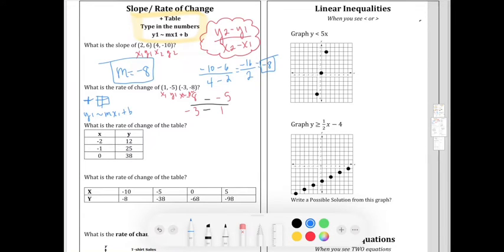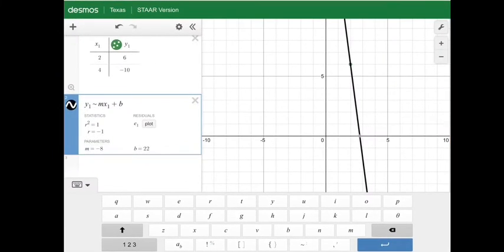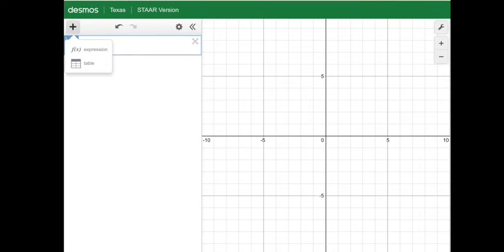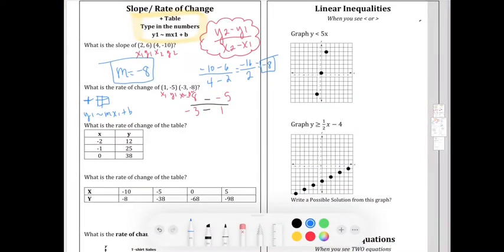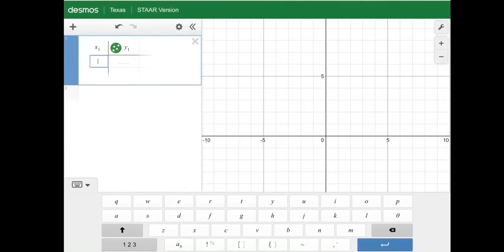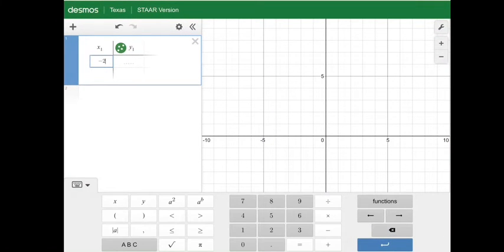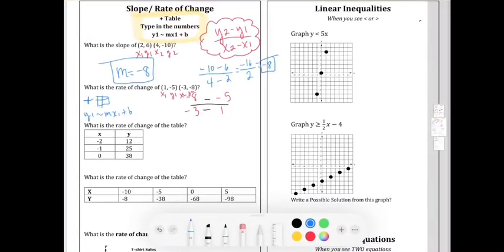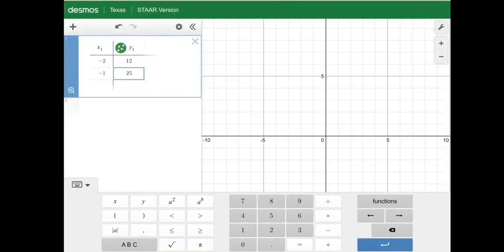What is the rate of change from the table? So again, I'm going to go to Desmos. I'm going to click the plus sign, table, and I'm going to fill it in. Negative 2 goes with 12. Negative 1 goes with 25. Zero goes with 38.